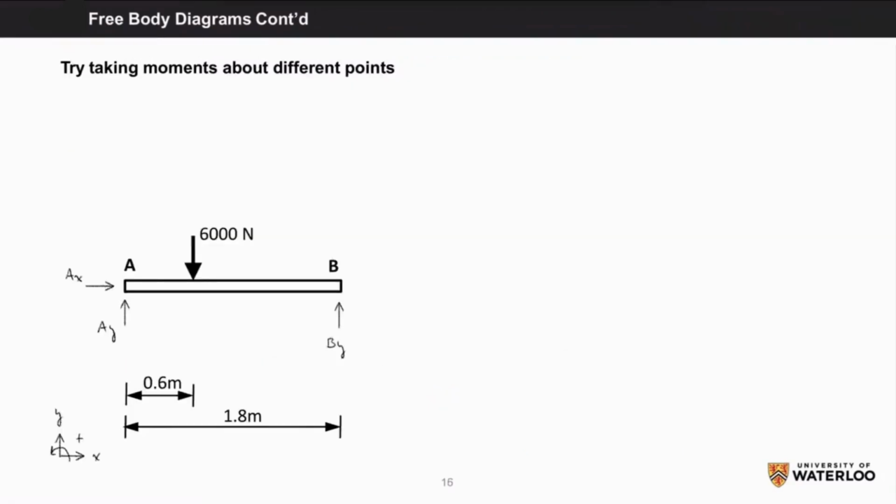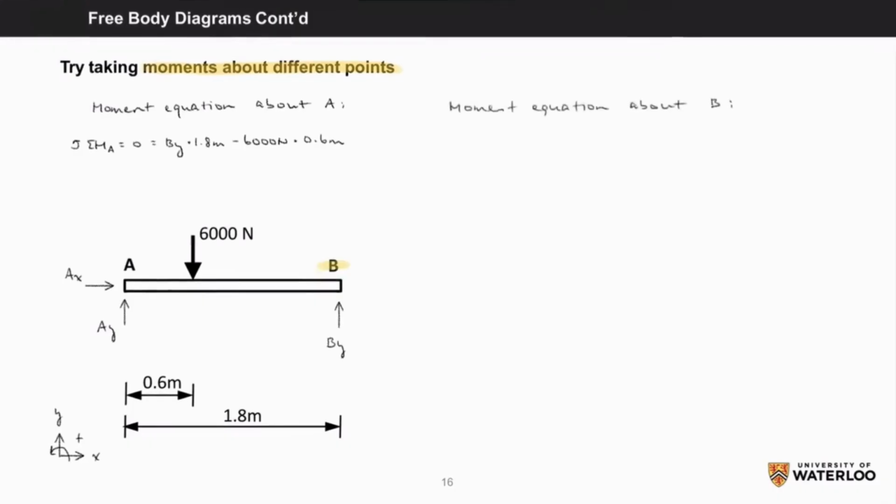We can also try taking moments about different points. Earlier, we solved this problem by taking the sum of moments about A, and the moment equation that we got was the sum of M about A equals 0, which equals By times 1.8 meters minus 6,000 newtons times 0.6 meters. Now pause here and try to solve the same problem, except this time take the moments about B instead.